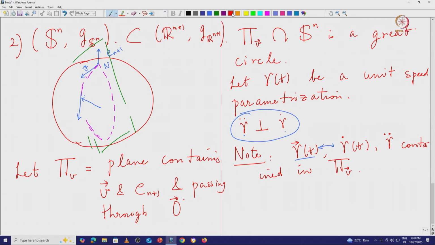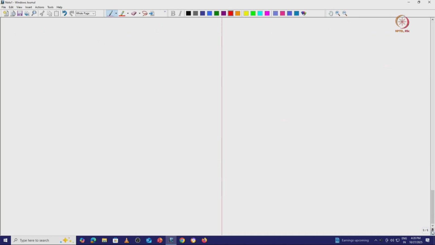So that basically forces gamma double dot to be a multiple of the position vector. Okay, but in particular the position vector itself gives you a normal to the sphere. So in particular this implies that the acceleration vector is perpendicular to the sphere. Okay. So that means that this is a geodesic. So this means that gamma is a geodesic.